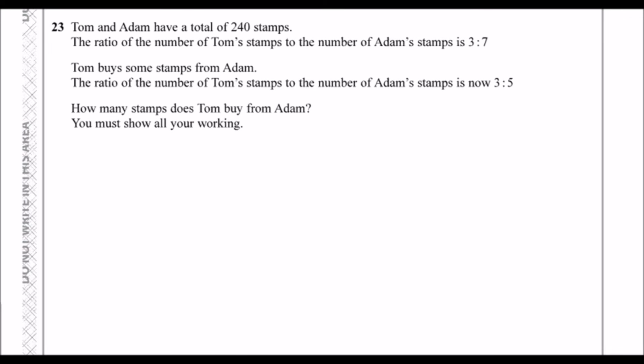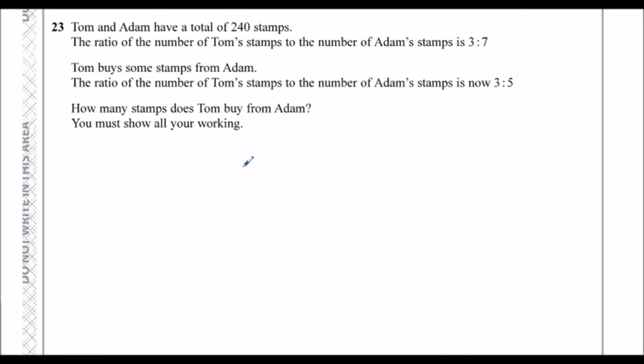Question 23. Tom and Adam have a total of 240 stamps. The ratio of the number of Tom's stamps to the number of Adam's stamps is 3:7. Tom buys some stamps from Adam. The ratio of Tom's stamps to Adam's stamps is now 3:5. How many stamps did Tom buy from Adam? So we're going to share 240 in the ratio 3:7. And then we're going to also share 240 in the ratio 3:5 and see how many stamps they've changed.